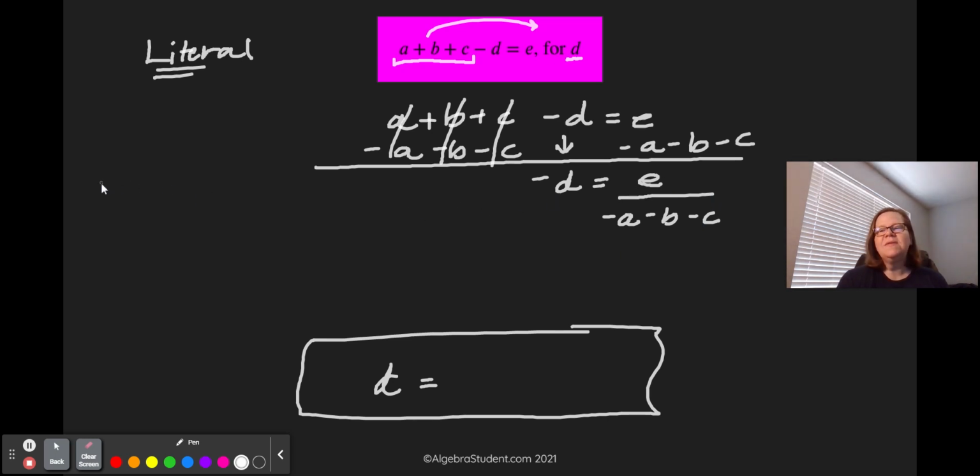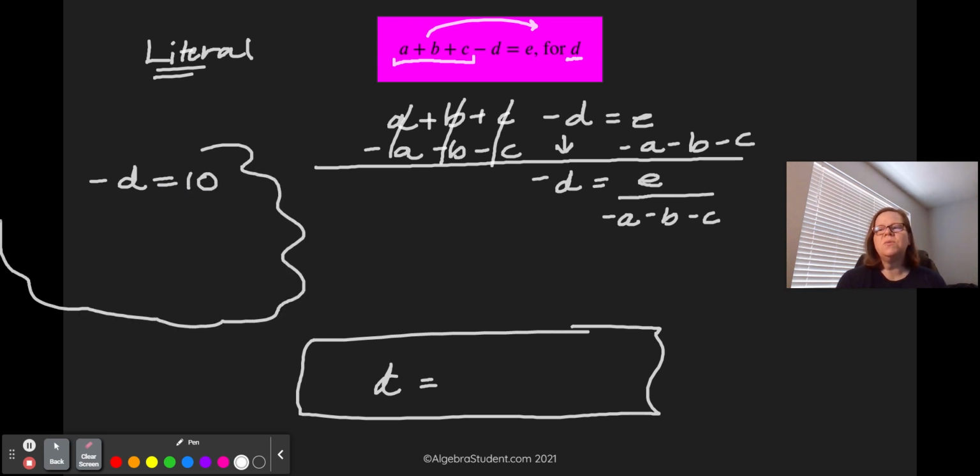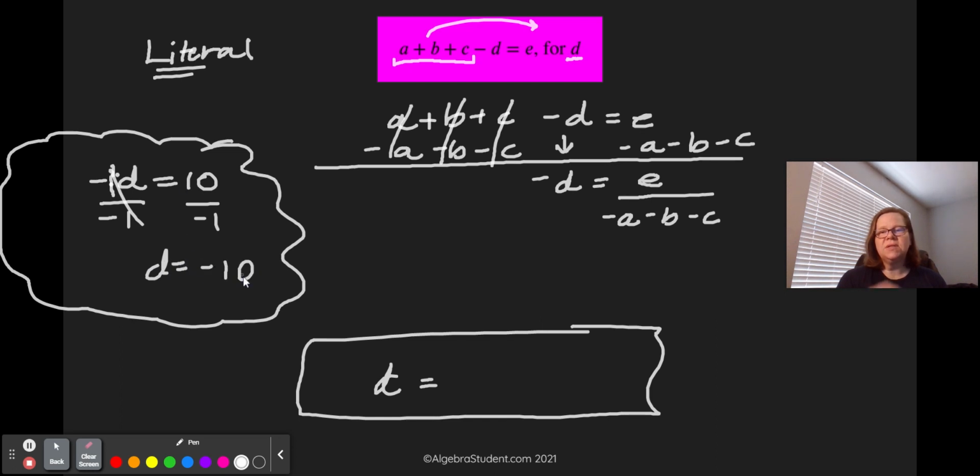So think about if this said negative D equals 10. Just think through how you would solve that equation. You would remember that there is an understood 1 here. So you would divide both sides by -1 and you would get D equals -10. So the 10 becomes -10, right? And the negative D becomes positive D. So we're going to do the same thing here.